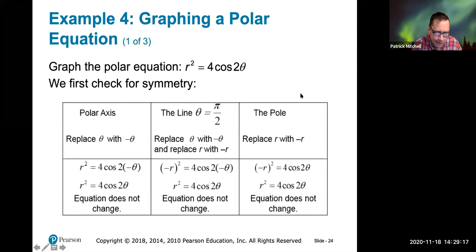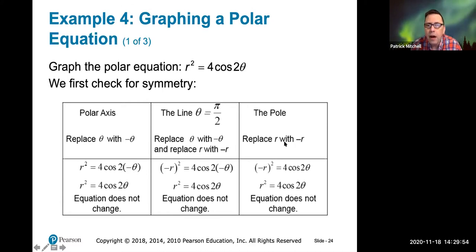All right, and the last example is r squared equals 4 cosine 2 theta. So running through the test for symmetry, replacing theta with opposite theta. Again, cosine is an even function, so that equation does not change. And because of the r squared, when you replace theta with opposite theta and replace r with opposite r, once again, the equation does not change because the square of opposite r is the same thing as the square of r. And the same thing if you just replace r with opposite r.